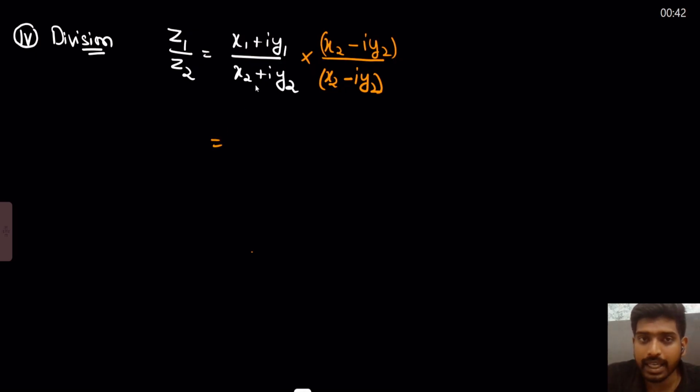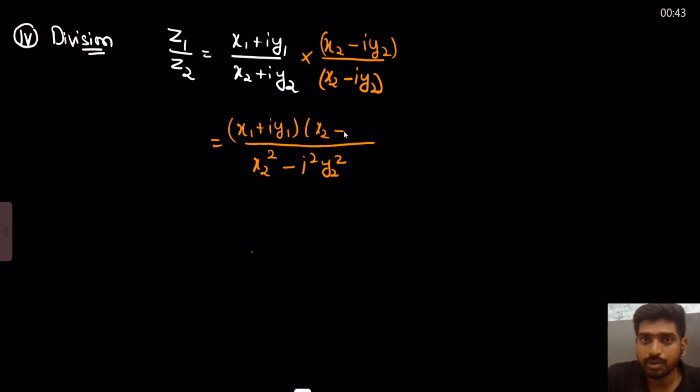If you can see here, this is a plus b multiplied by a minus b. So this will come to be a square minus b square: x2 square in the denominator minus iota square y2 square, a square minus b square. And in the numerator, I will get x1 plus iota y1 into x2 minus iota y2.